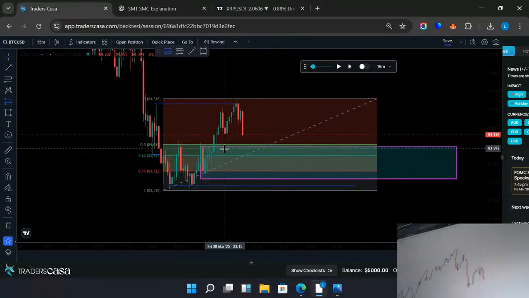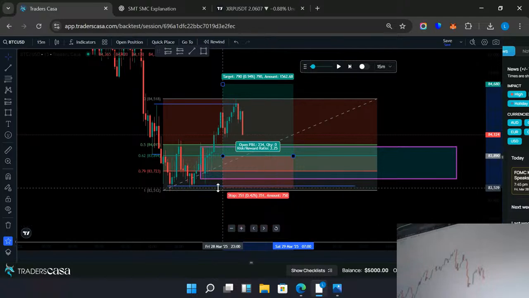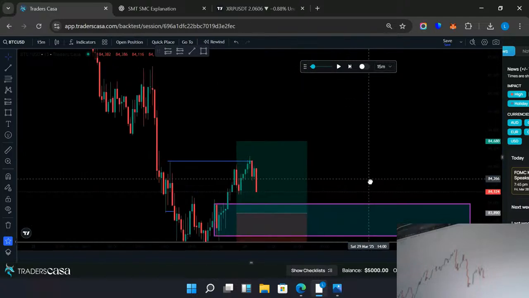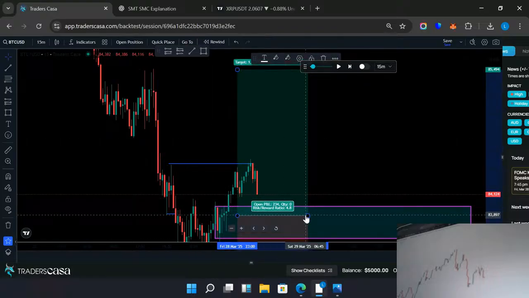Or if you want to take it at this zone, it's fine. You can take it there. What I'm going to do is keep it below this. There will be a lot of liquidity. We might get taken out on this liquidity, but I think it's going to go to the upside. So it's going to go till at least here.